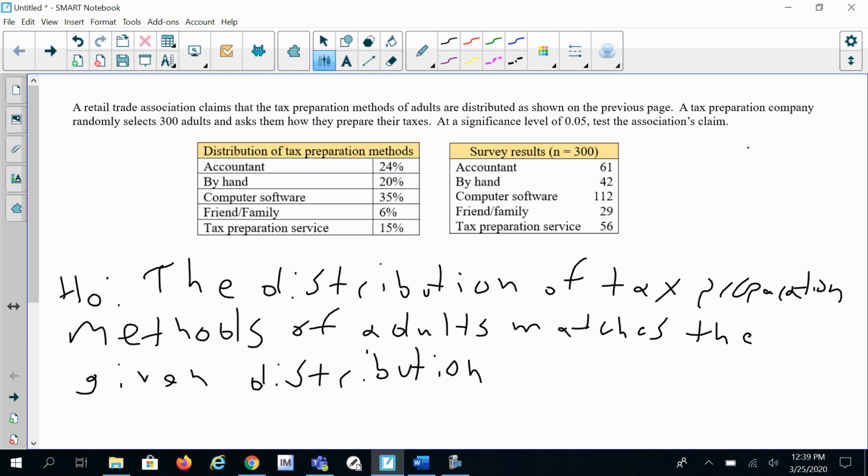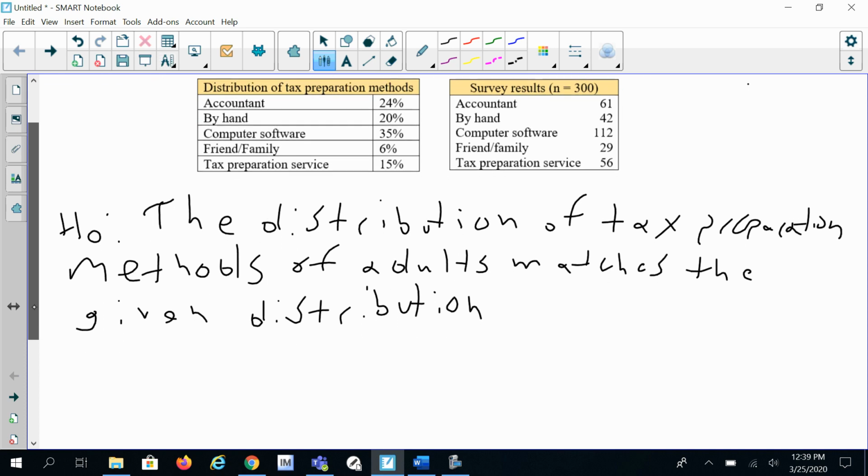Okay, so our original assumption is that it actually matches what they're claiming. So what does that mean? That means that 24% of people use an accountant, 20% of people do the taxes by hand, 35% use computer software, 6% use family friendly, and 50% use tax preparation services. So that's what that sentence is trying to say.